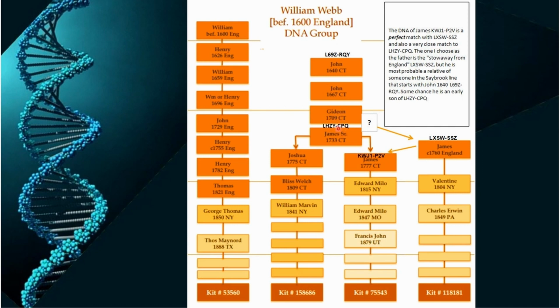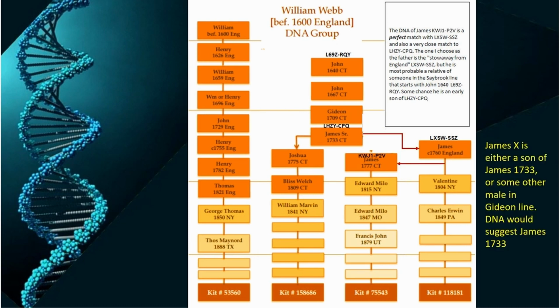So probably restricted. He's either a son of James, or he's a son of Gideon, or one of the sons of Gideon. So more work on that. The DNA is so close that the odds are this James is a son of this James. And our James is an early son of this James. So that would put our James as a grandson of James Sr.